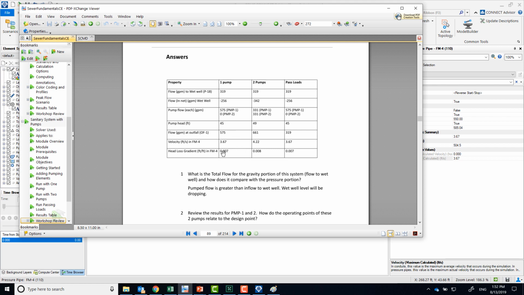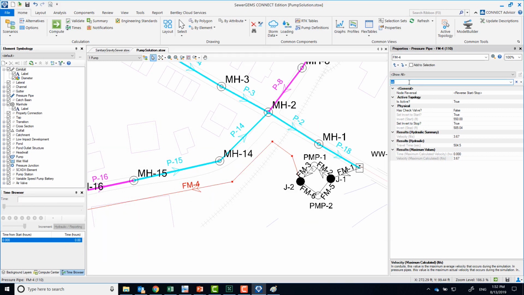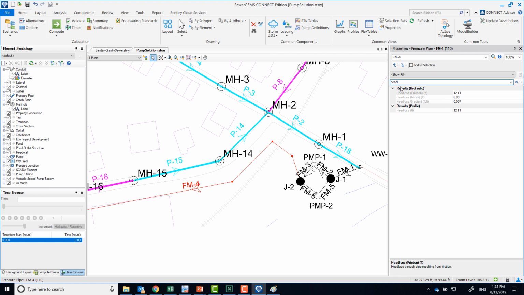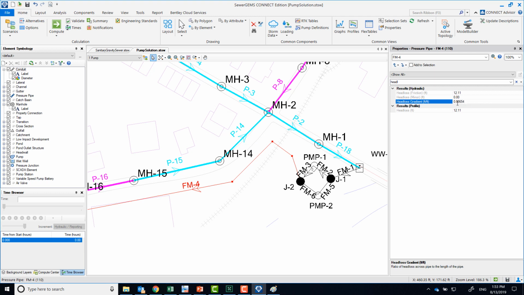And if you want to see a gradient, you can also look at that here. So the total head loss is 12.11, but if you divide it by the length of that pipe, you get a gradient. You can even add more units. I'm going to display the precision so you get to see it's 0.0065 feet per foot of length.